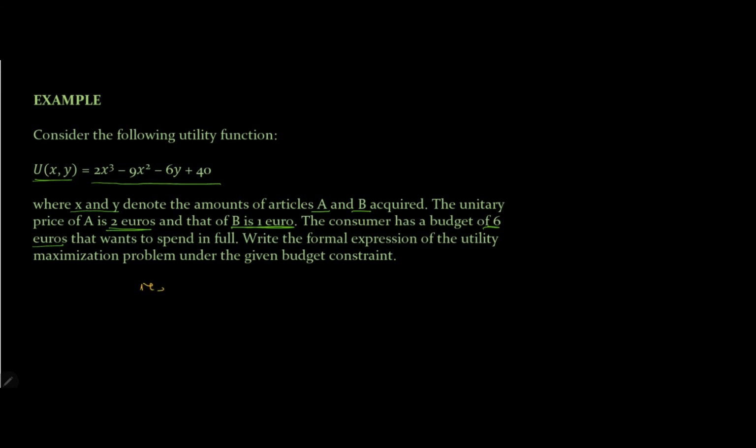So we have to maximize our utility function 2x cubed minus 9x squared minus 6y plus 40 such that the following budget constraint is satisfied: 2 times x plus y equals 6. Unitary price of A times the number of units of A, and then the unitary price of B, that's 1, times the number of units of B equals 6. And that's the constraint optimization problem that we want to solve.